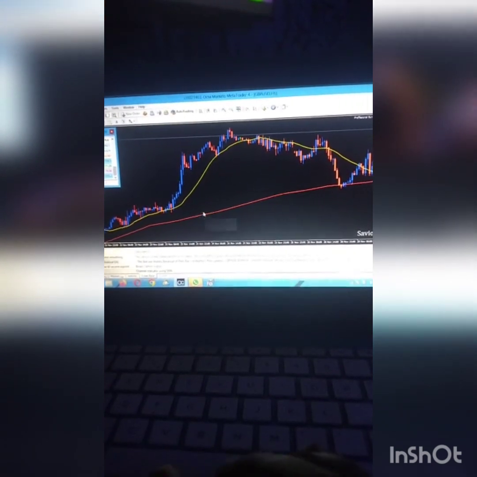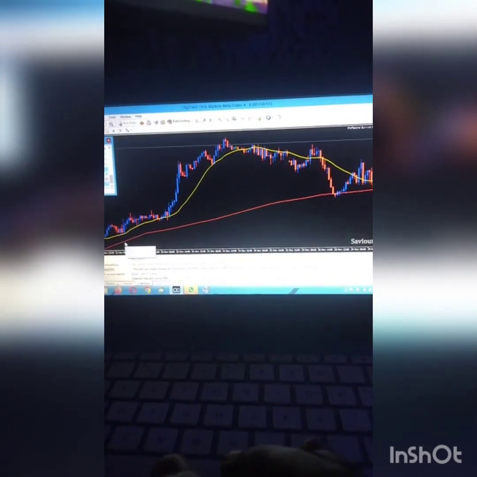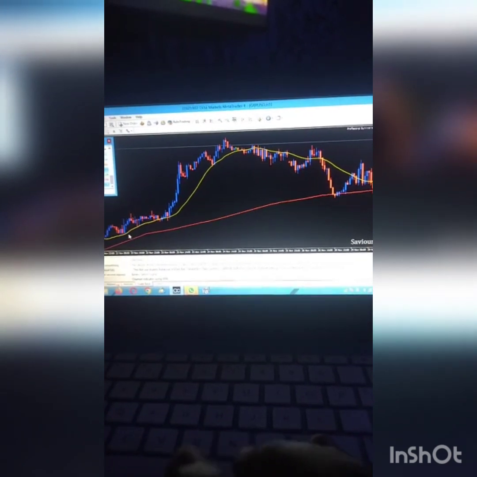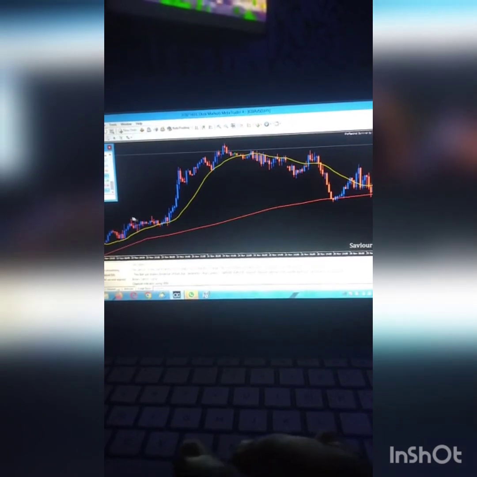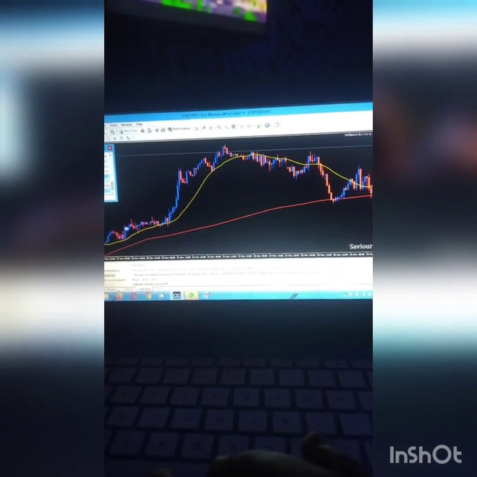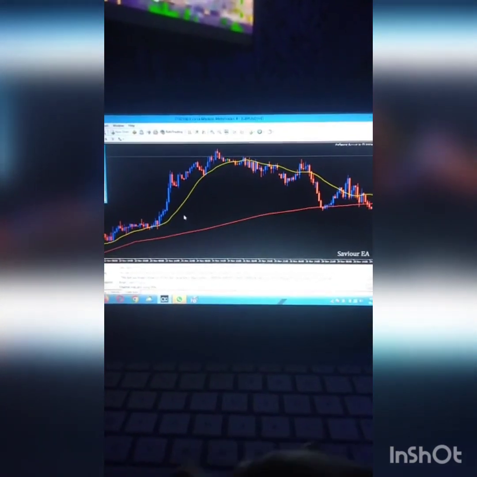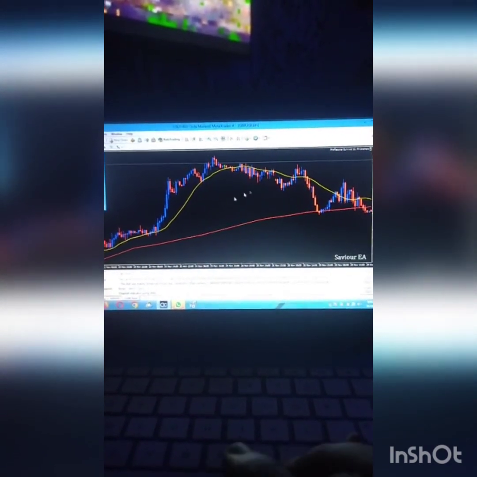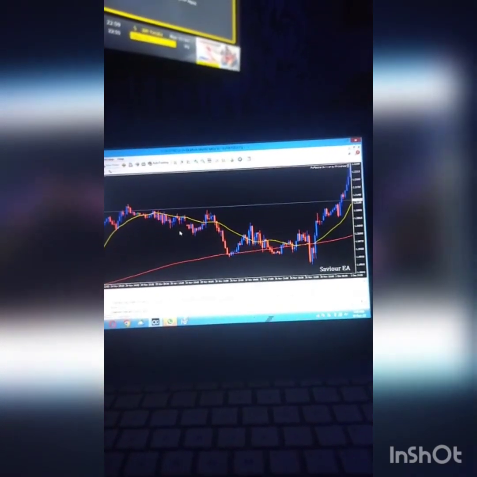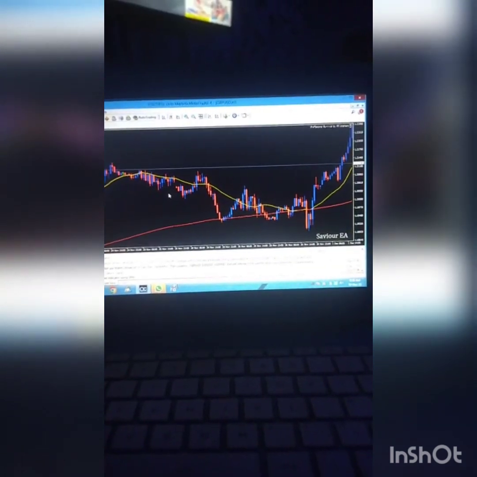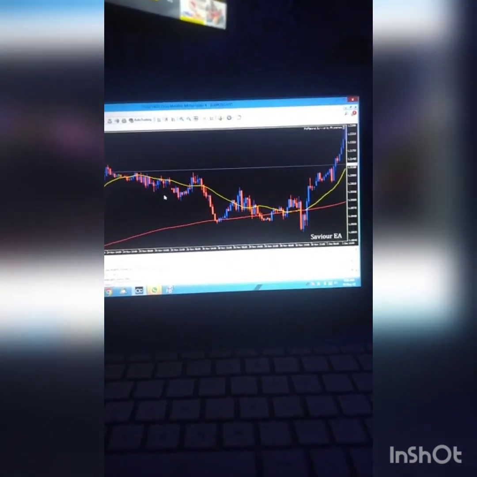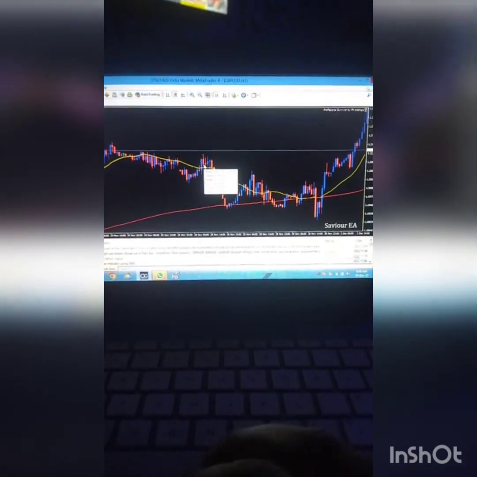So they are separated. Then see this one. This one is close to this one. This one is close to this one. You are supposed to look out for entries here. Do you get? So at this point, you are supposed to leave the market. Then wait for them to come back. They are actually elastic. So if they expand and draw further from each other, they will still come back. All right, let's keep going.